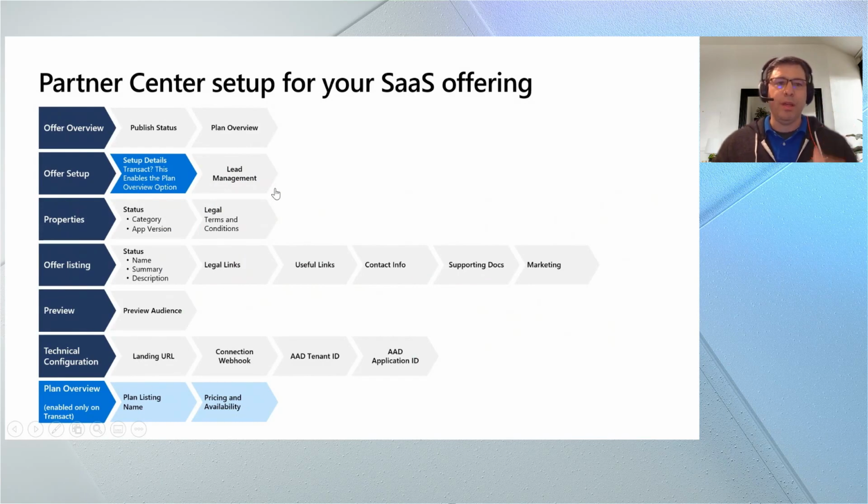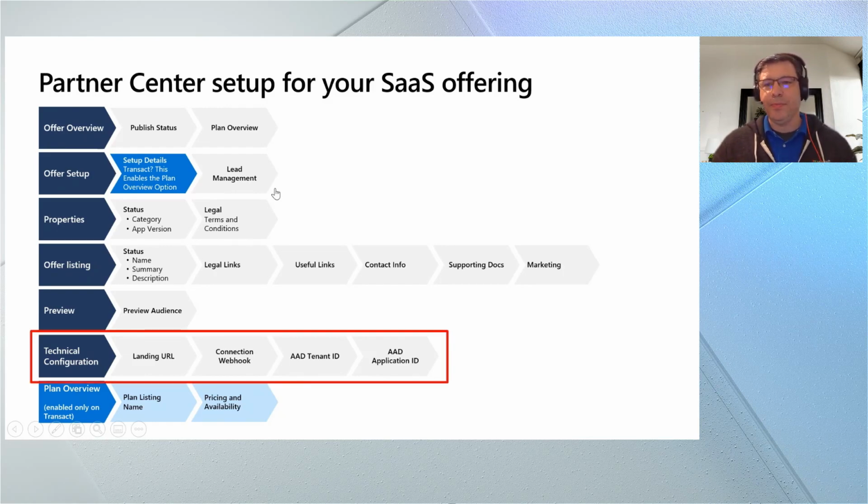It goes from the setup to the properties. Like you remember in Marlon's demonstration, he was showing that you have the ability to set up a description. You can set up images, links, contact info, supporting docs, all the marketing materials that are necessary for you to be successful. But here, I really want to focus on the technical configuration piece. This is where we have the landing URL, the connection webhook, and then some Azure AD information. So let's go deeper into this on the next slide.